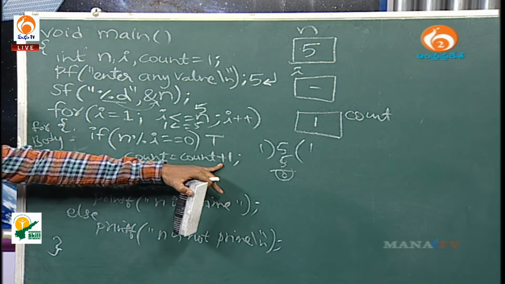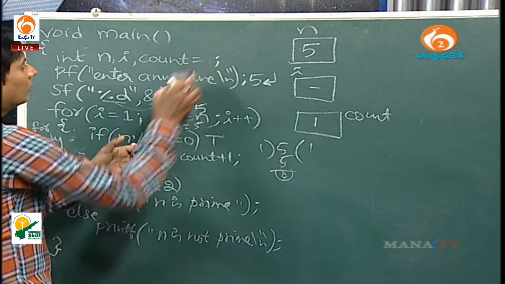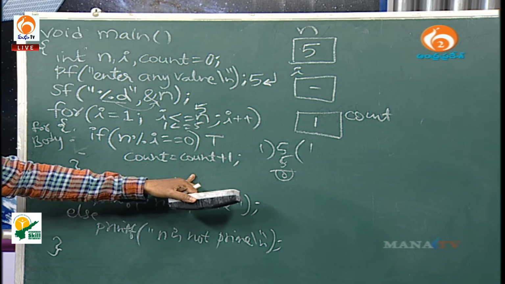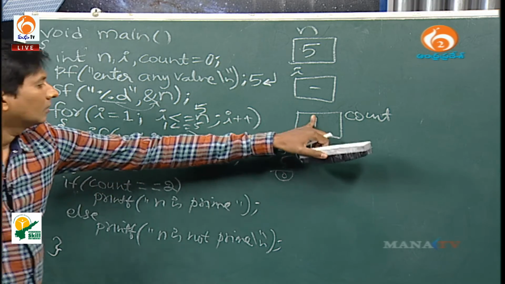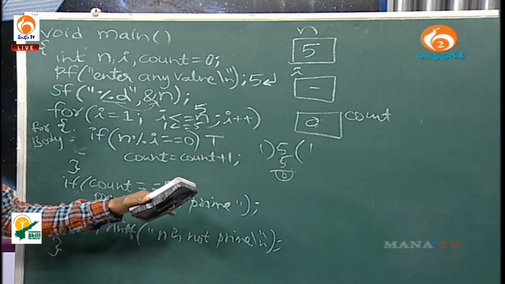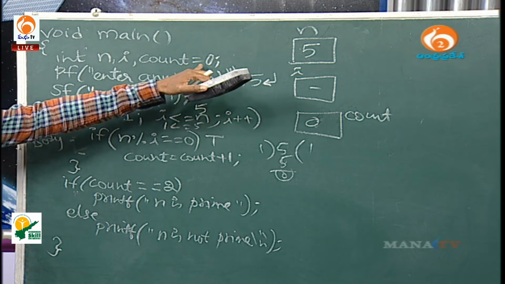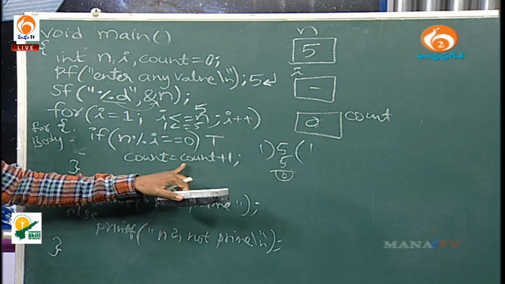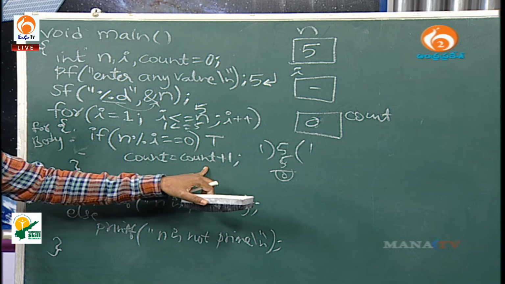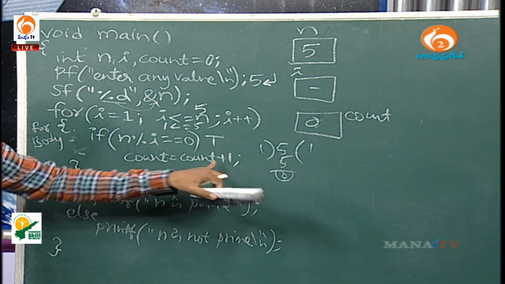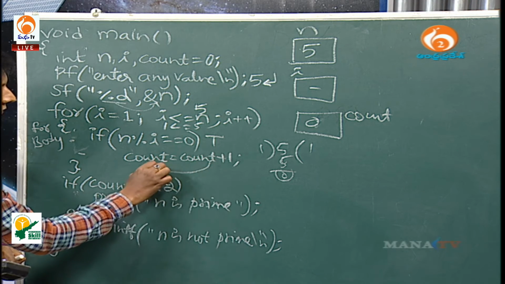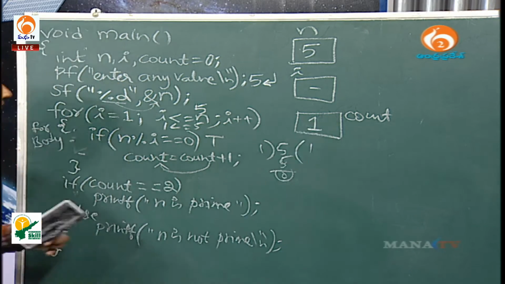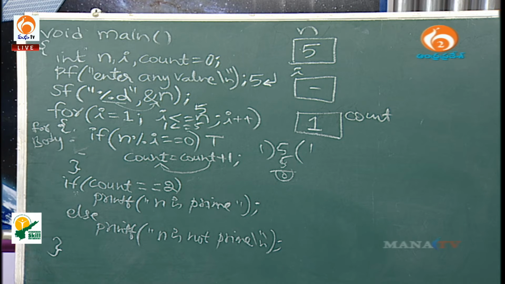Initially it is 1, sorry, we have to write 0 here, because it has to be executed only 2 times. So it should be 0 initially. Just make the change here: count equal to 0. Count equal to count plus 1: count is right now 0, 0 plus 1 is 1, and 1 is stored into the left hand side variable count. This 0 is replaced with 1.